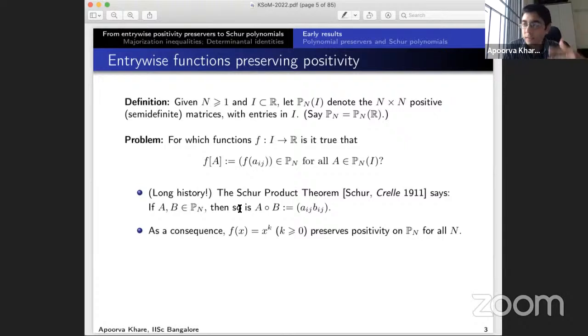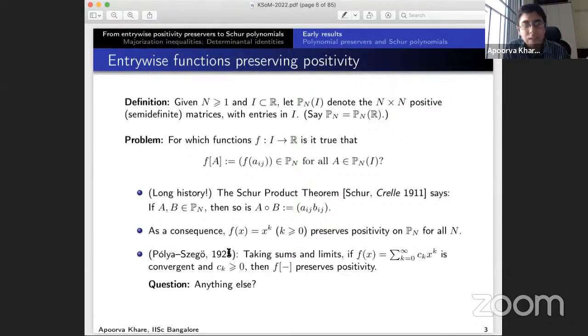And as I said, you can then take linear combinations and pointwise limits. This was again noted almost 100 years back by Pólya and Szegő in their famous book on problems and theorems in analysis. They said that, just as a direct consequence of basic properties and the Schur product theorem, if you take any power series with non-negative coefficients, then it preserves positivity for matrices of all sizes when applied entry-wise.